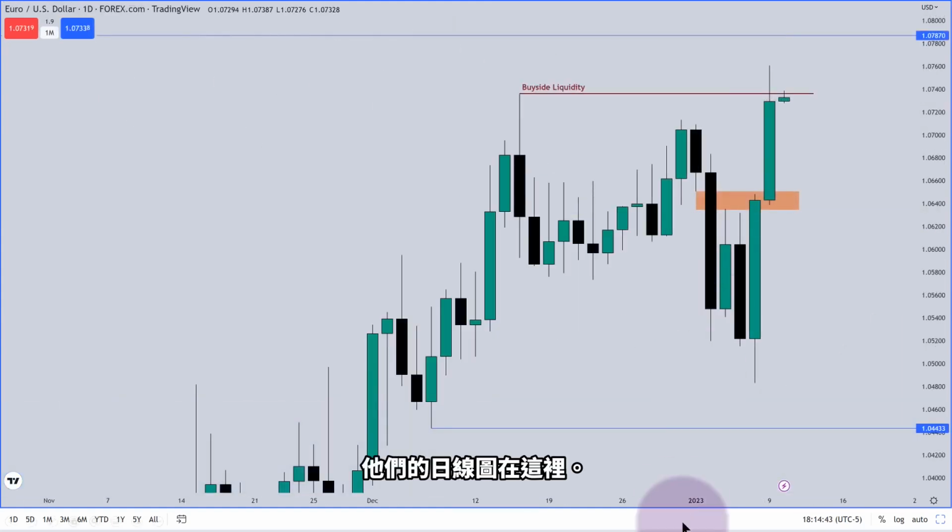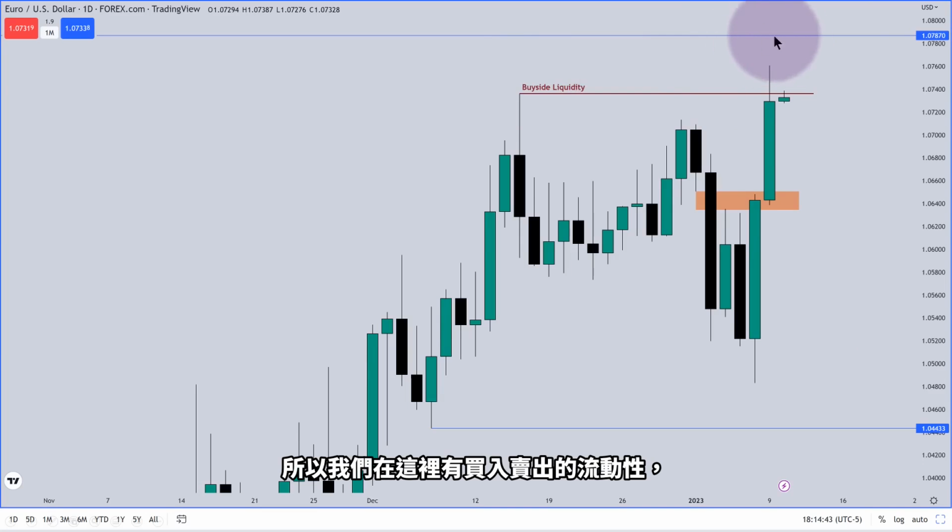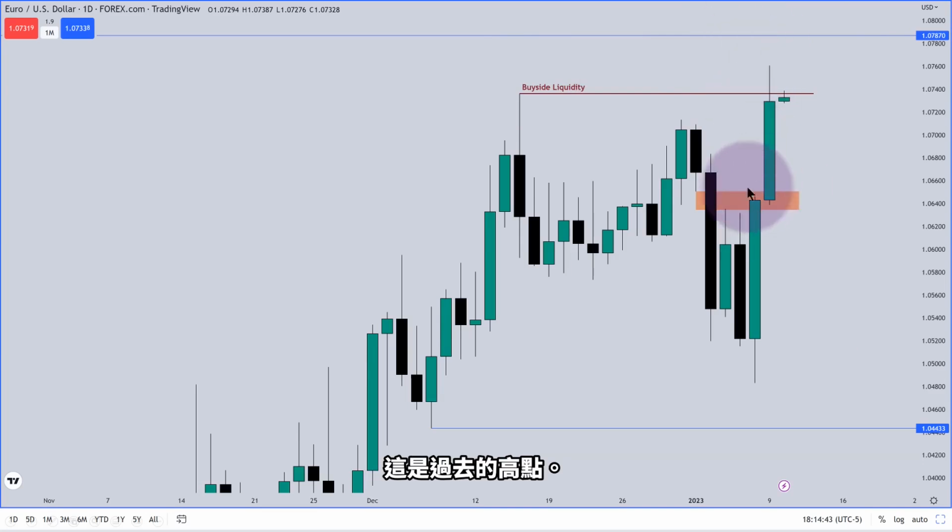Moving on over to euro dollars, their daily chart here. These are the levels I gave you on Twitter. If you're following along on there, I suggest you do that because otherwise, these videos are going to seem a little disjointed. So we have buy side liquidity here, an old high back here. We're looking for that as well, and a fair value gap right in here. It's traded up into it, and then we consolidated intraday and rallied up into our buy side liquidity pool there.